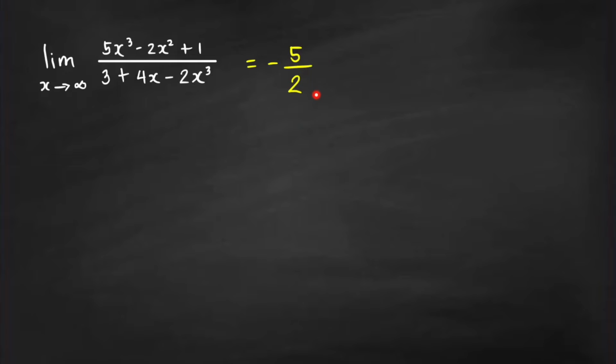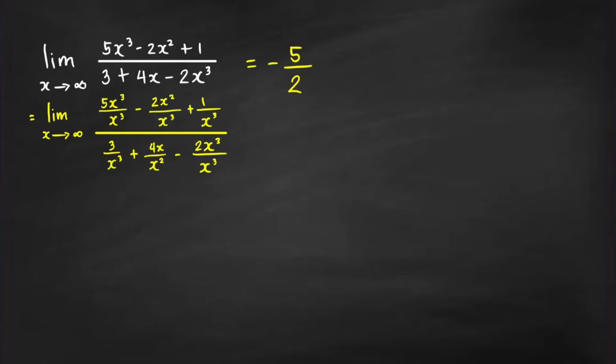To make this limit obvious in the class, we usually do the following. We look at the highest power of x in the denominator. So here we have x cubed. And then we divide all the terms in the numerator and in the denominator by this x cubed. So we'll get here the limit of this expression. And then we simplify each fraction. Okay, and we'll get here 5 minus 2 over x plus 1 over x cubed, all over 3 over x cubed plus 4 over x squared minus 2.